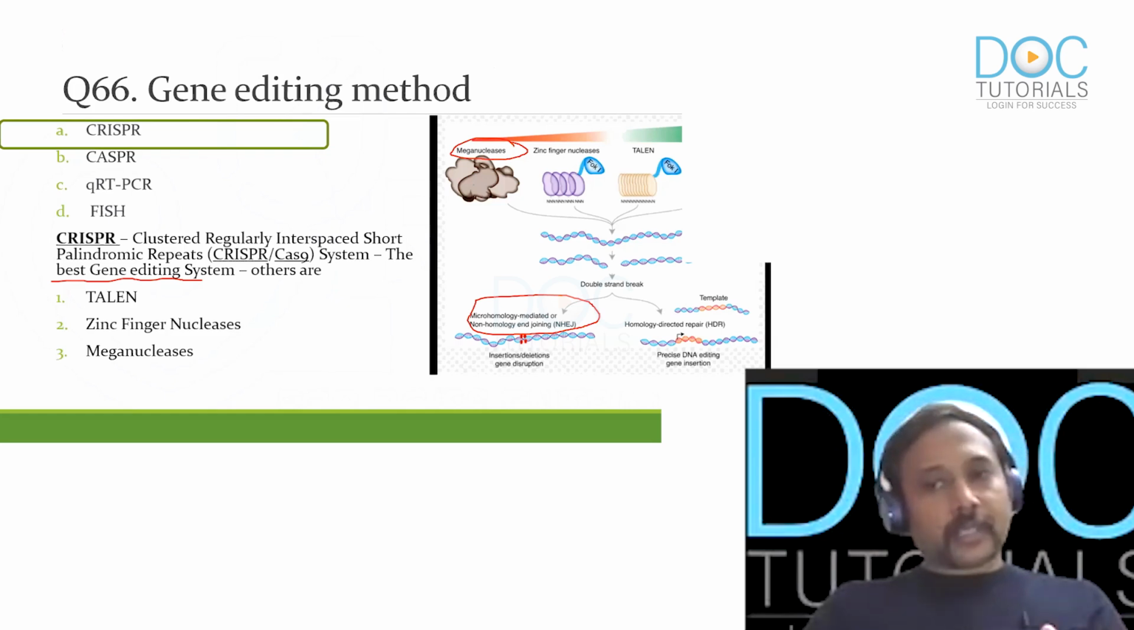So that is the function of your CRISPR or your Cas9 system. It's a revolutionary technique, and it has actually got its discoverers the Nobel Prize in medicine, if I'm not wrong, a couple of years back. Casper, as far as I know, is no known technique. Casper is just a variation of your Cas9 system. So the technology is known as CRISPR using the Cas9 system. So the answer is CRISPR using the Cas9 system. That is the best gene editing method that we have currently. So going on to the next question.